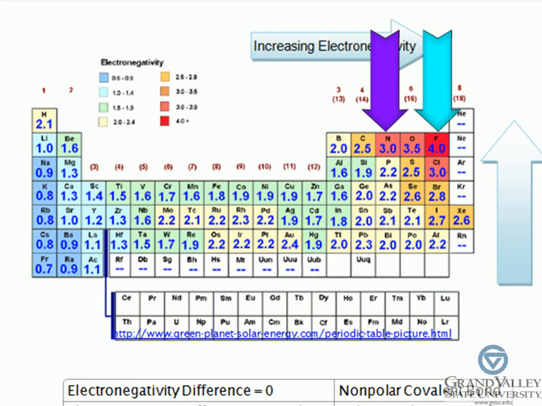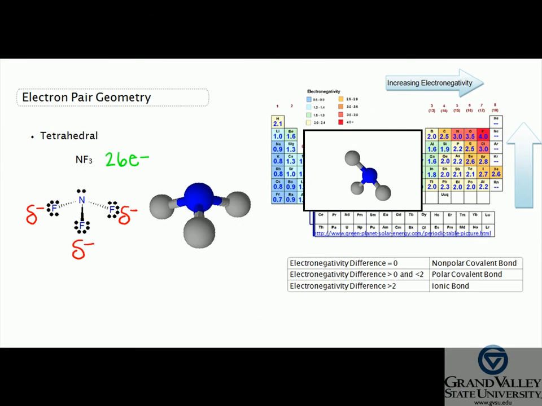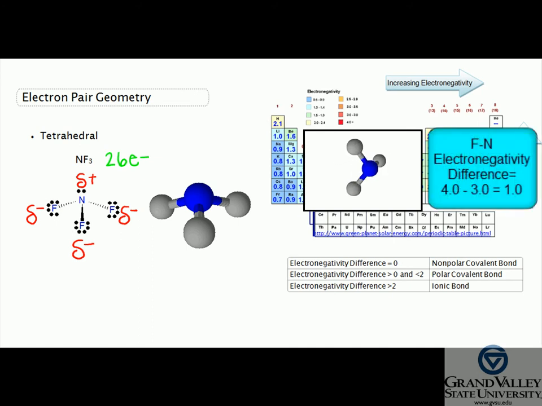Fluorine, being more electronegative, will have a greater attraction for the electrons in the nitrogen to fluorine bonds. This is shown by fluorine having a partial negative and nitrogen having a partial positive. Finding the electronegativity difference between fluorine and nitrogen will assist in determining which types of bonds are present. When referring back to the possible bond types, this molecule has polar covalent bonds.